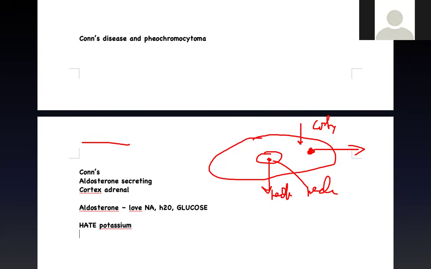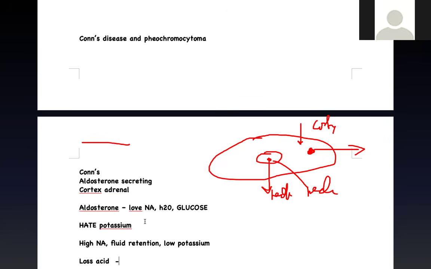So you have high sodium and water, that means fluid retention. Then you can have hyperglycemia, and then you have low potassium. What else is going to happen? As you begin to lose your potassium, your body will try to compensate and therefore reabsorb the potassium and get rid of your acid. So you lose acid.